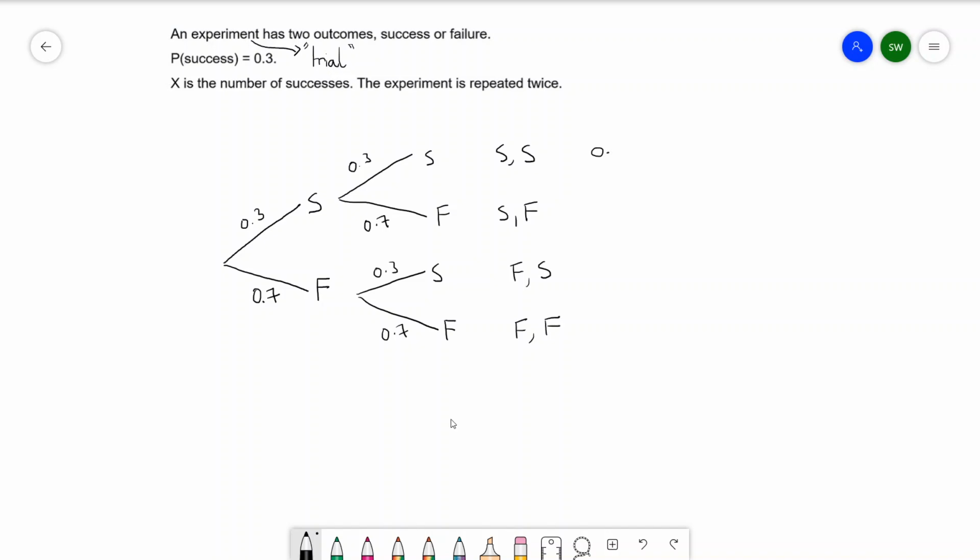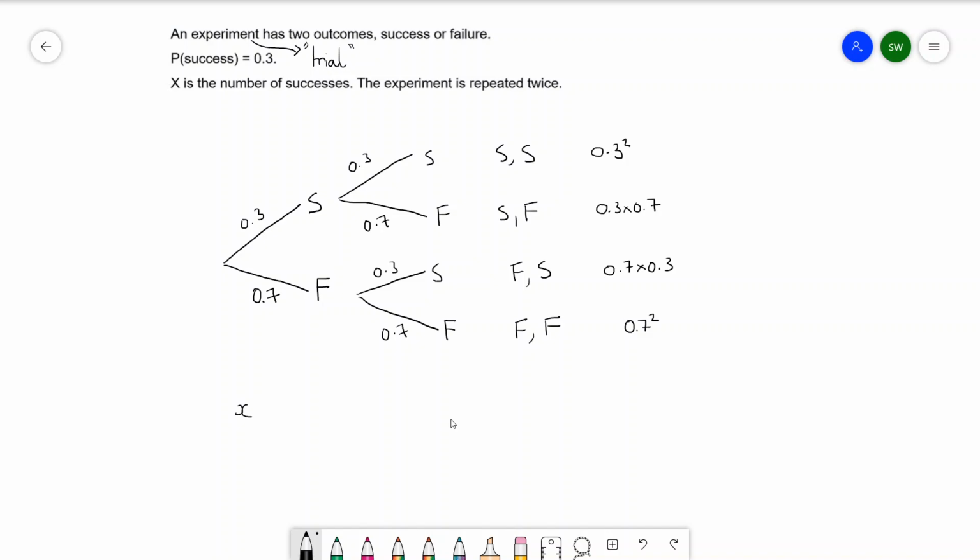So 2 successes is a success followed by a success, so that's 0.3 squared. Success followed by a failure is 0.3 times 0.7. Failure followed by success is 0.7 times 0.3. And 2 failures is a failure probability times a failure, so 0.7 squared. Our aim is to come up with the probability distribution of this random variable x.